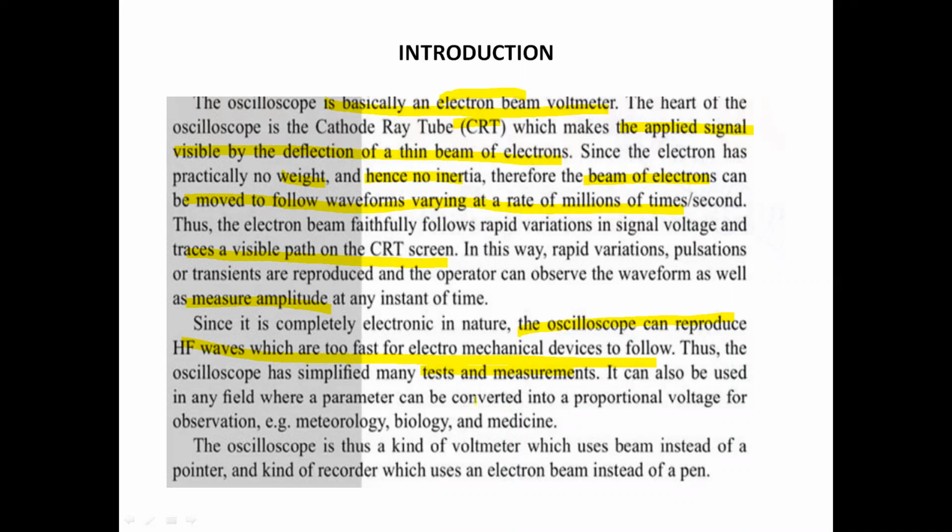The oscilloscope is thus a kind of voltmeter which uses a beam instead of a pointer. So the oscilloscope is also nothing but a voltmeter. But in a voltmeter we use a pointer; in the place of the pointer in an oscilloscope, what do we use? Here we are using an electron beam.